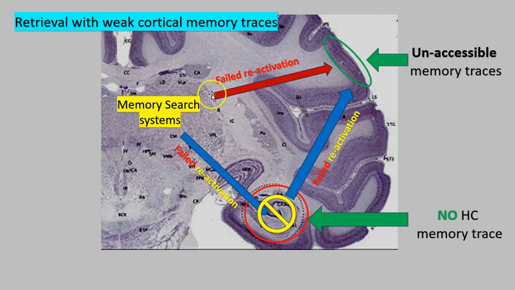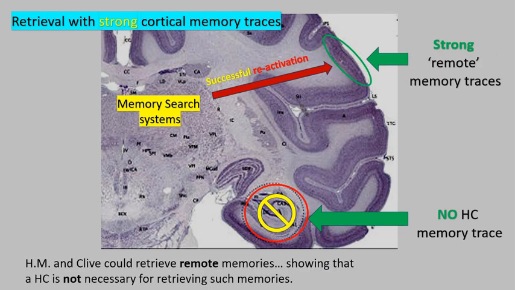And in addition, the cortical retrieval systems can't activate the weak cortical memory traces, so these memory traces are going to be inaccessible. And to us, it will appear that HM and Clive cannot make new long-term memories. They can't learn new stuff about the world. Right, so if you don't have a hippocampus, there's going to be no way to reactivate those weak cortical memory traces.